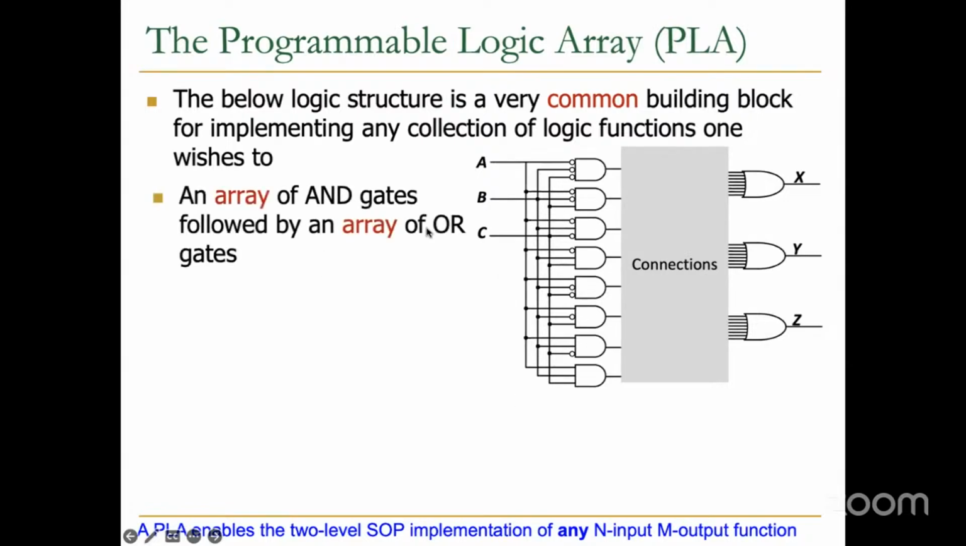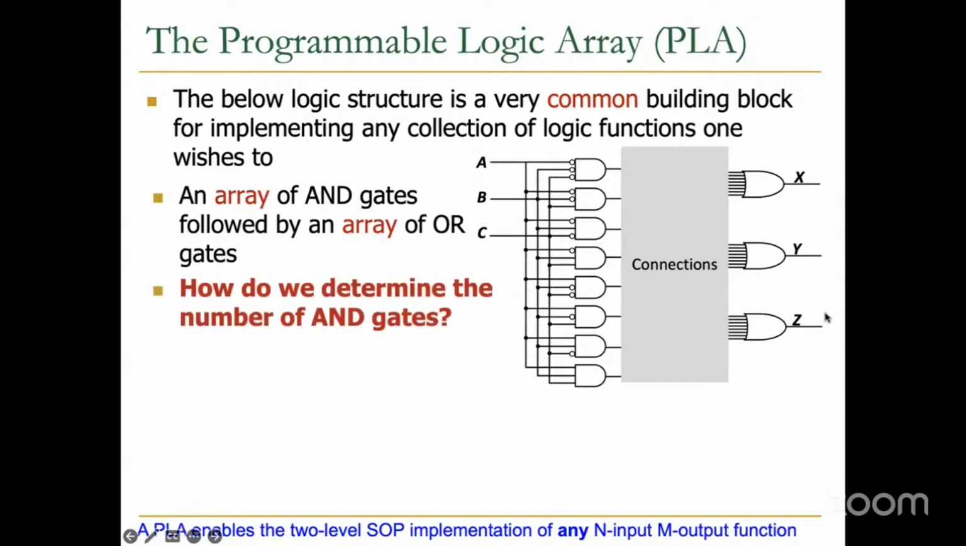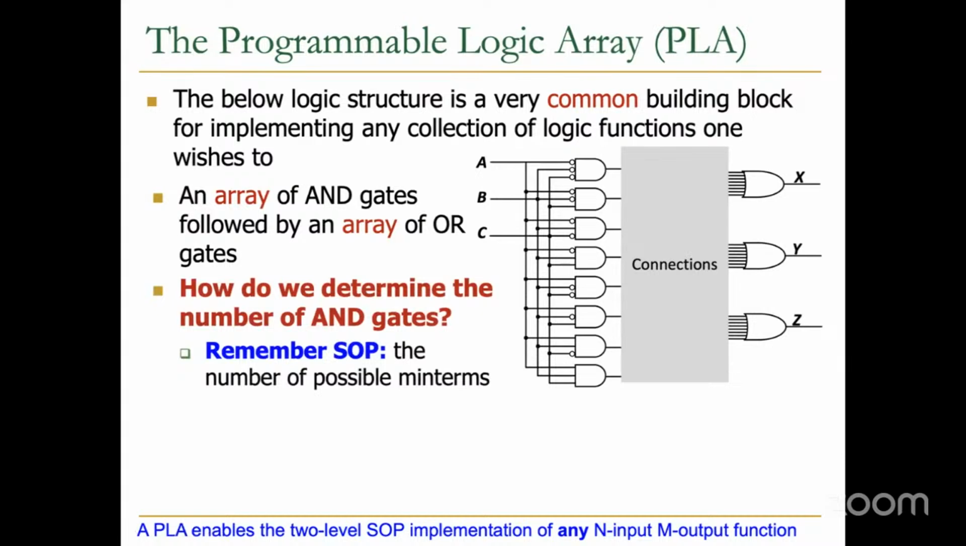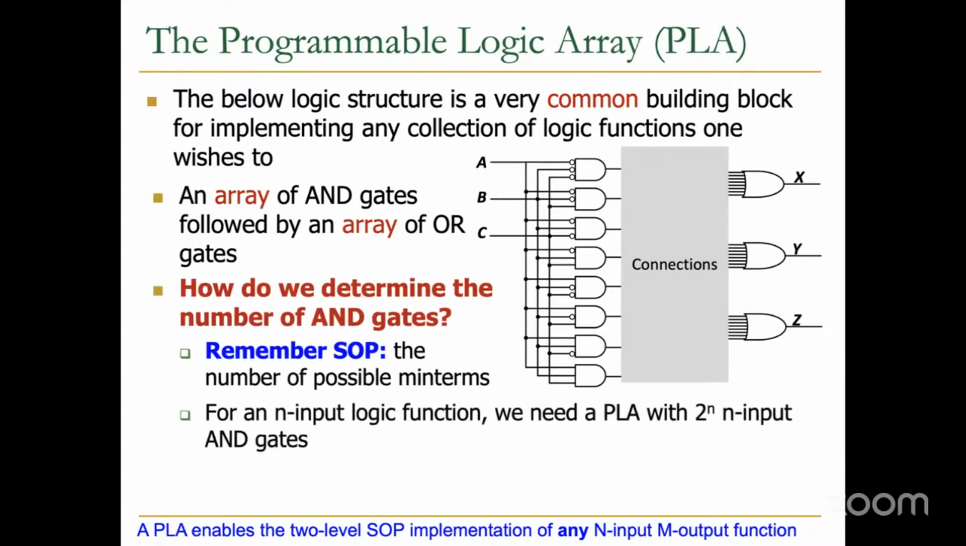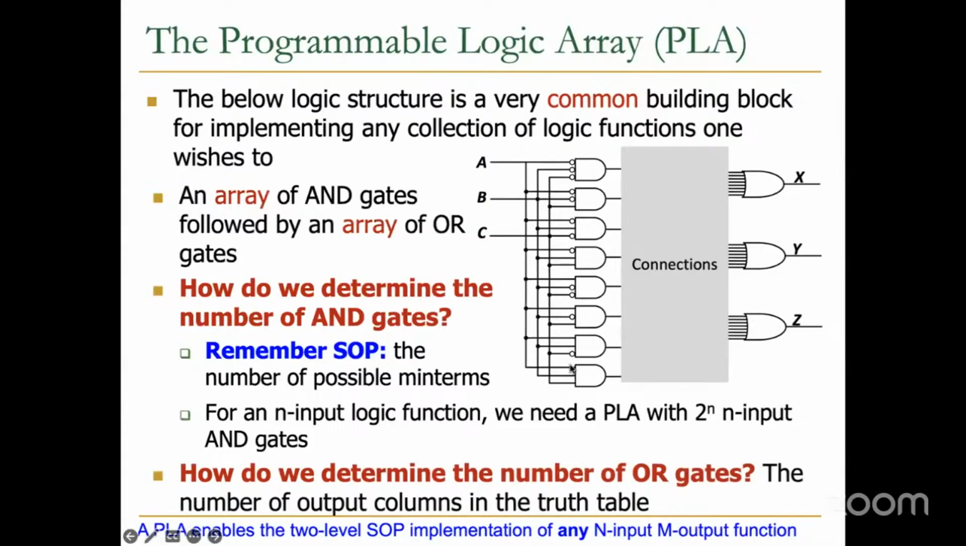You have an array of AND gates followed by an array of OR gates, sum of products form. How do you determine the number of AND gates? Essentially SOP, the number of possible minterms. For an N input logic function, you need a PLA with 2 to the N AND gates, and each of them should specify one of the minterms. The number of OR gates depends on the number of output columns in the truth table. So if your function has 1 output, the other 2 get unused in this particular case, right?